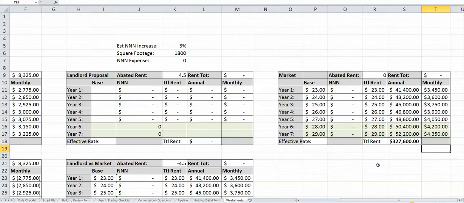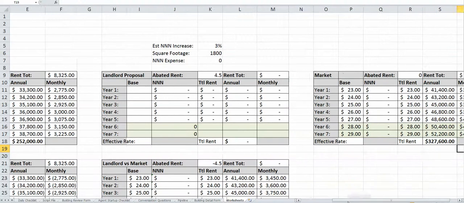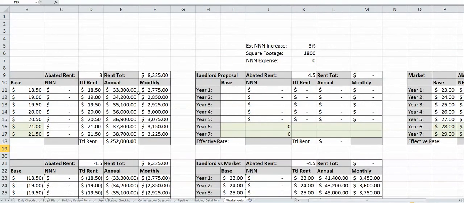When the landlord gives their proposal, we'll be able to populate this and we'll get into it. But I want to show you where the market is compared to where we are, so you can see the breakdown. They're going to be in the 3,000 to 4,000 a month, while we are proposing to be in the $2,000 to $3,000 a month. Total rent for our proposal would be $252,000.